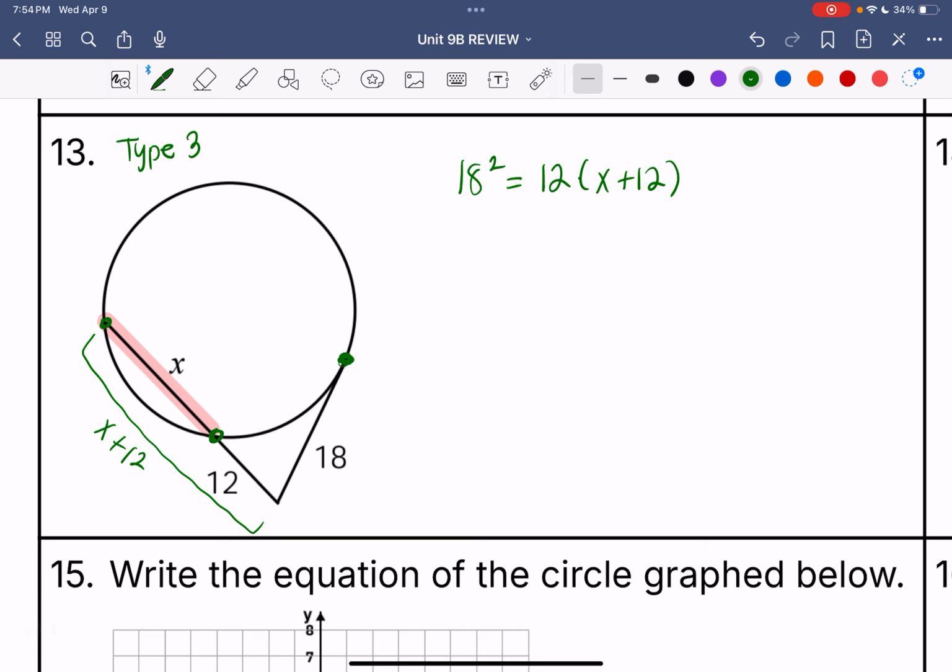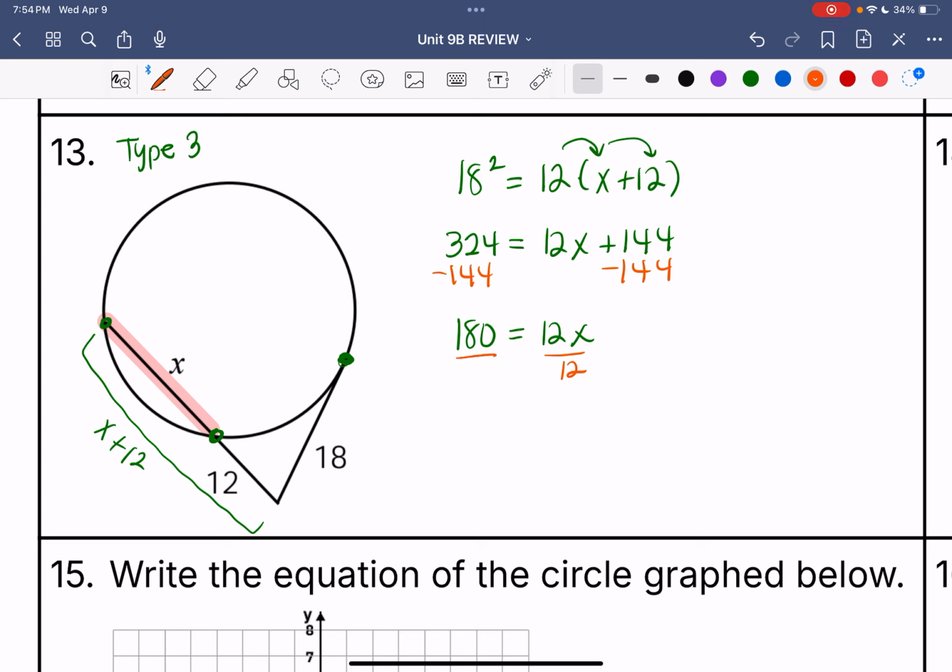Okay, 18 squared gives me 324. Okay, and then we're going to distribute. So 12x plus 144. Let me subtract 144 from both sides. And now I get 180 equals 12x. And then the last step is to divide by 12, which gives me 15.